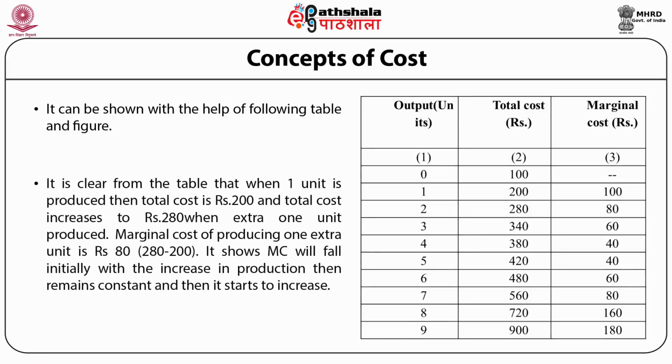It is clear from the table that when 1 unit is produced, then total cost is rupees 200, and total cost increases to rupees 280 when an extra 1 unit is produced. Marginal cost of producing 1 extra unit is rupees 80, that is 280 minus 200. It shows MC will fall initially with the increase in production, then remain constant, and then it starts to increase.